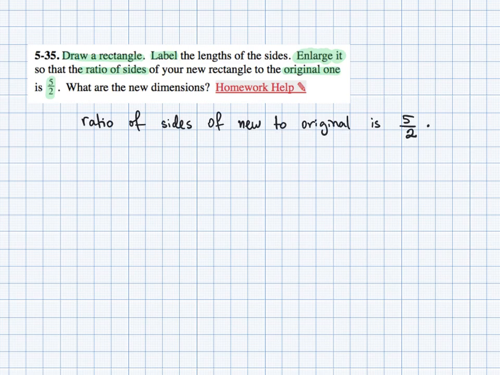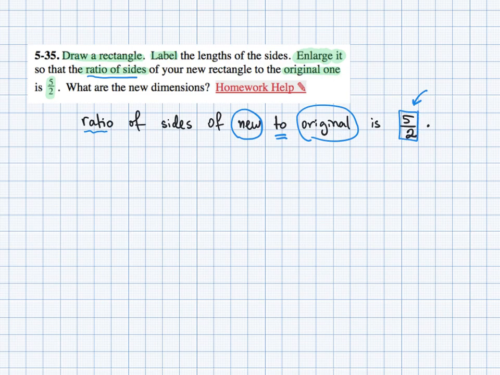So I went ahead and copied the words that they're saying so I could show you what that really means, the ratio, right? I wrote: ratio of sides of new to original. So the ratio is the comparison, and the first thing they said is new to original. And new to original is 5/2.